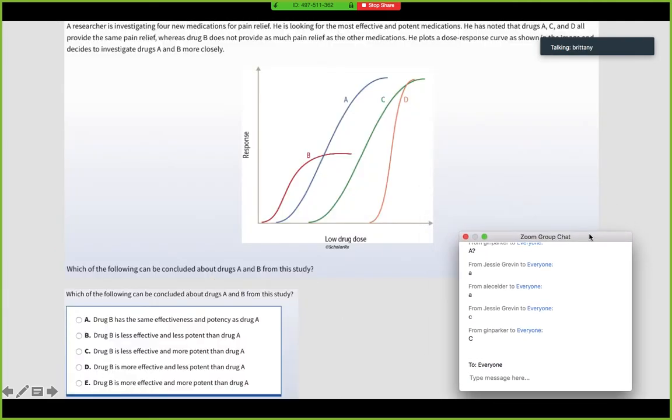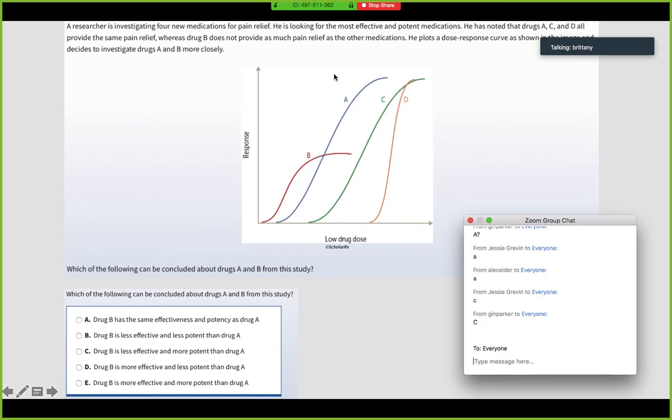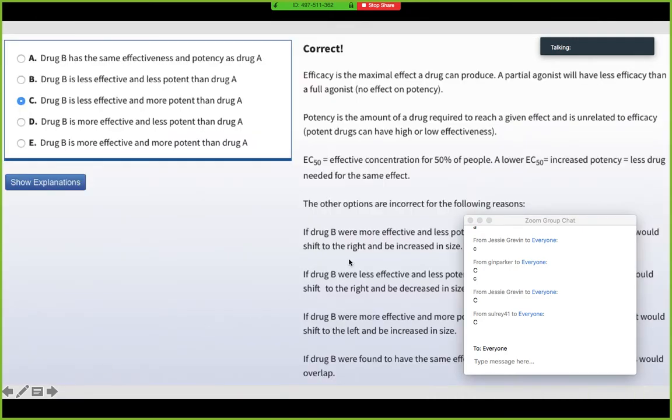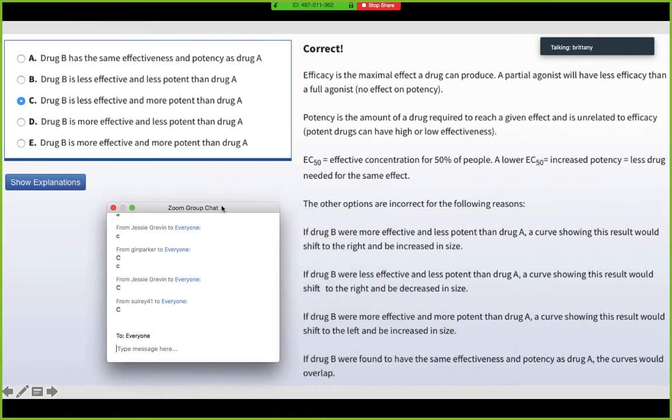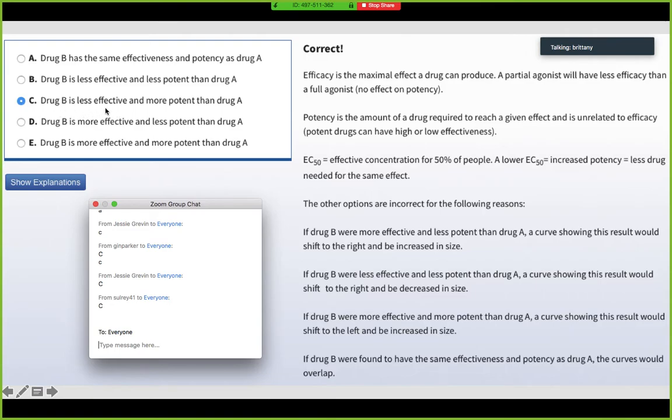Okay, so out of USMLE-Rx, you have a dose response curve, and which of the following can be concluded about drugs A and B? So looking at the blue and the red line. Yep, good job. So the correct answer here is C. Drug B is less effective and more potent than drug A.